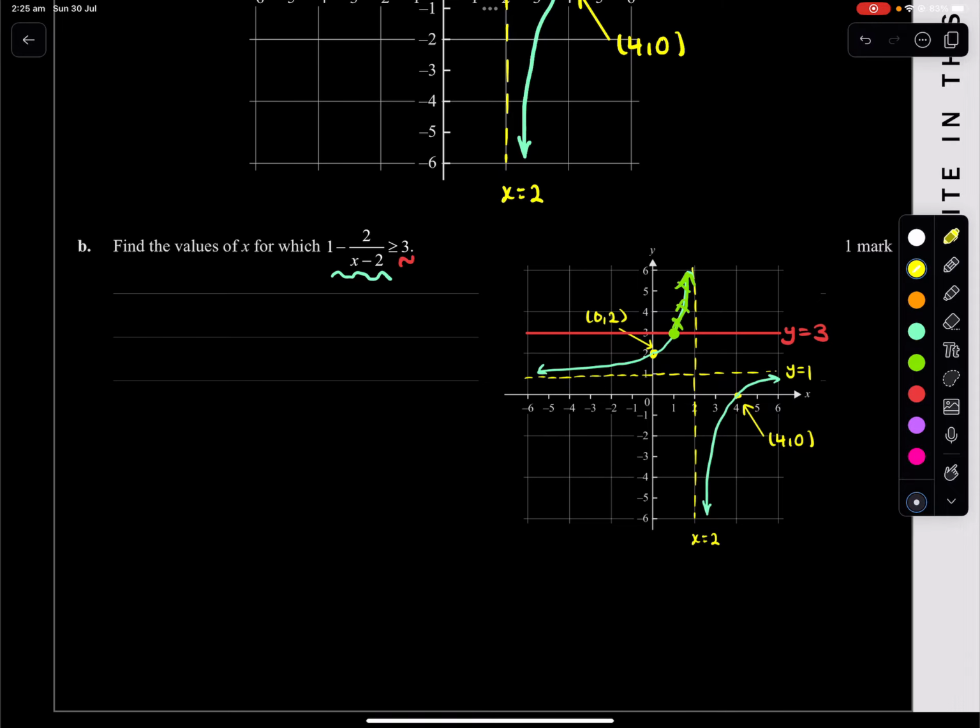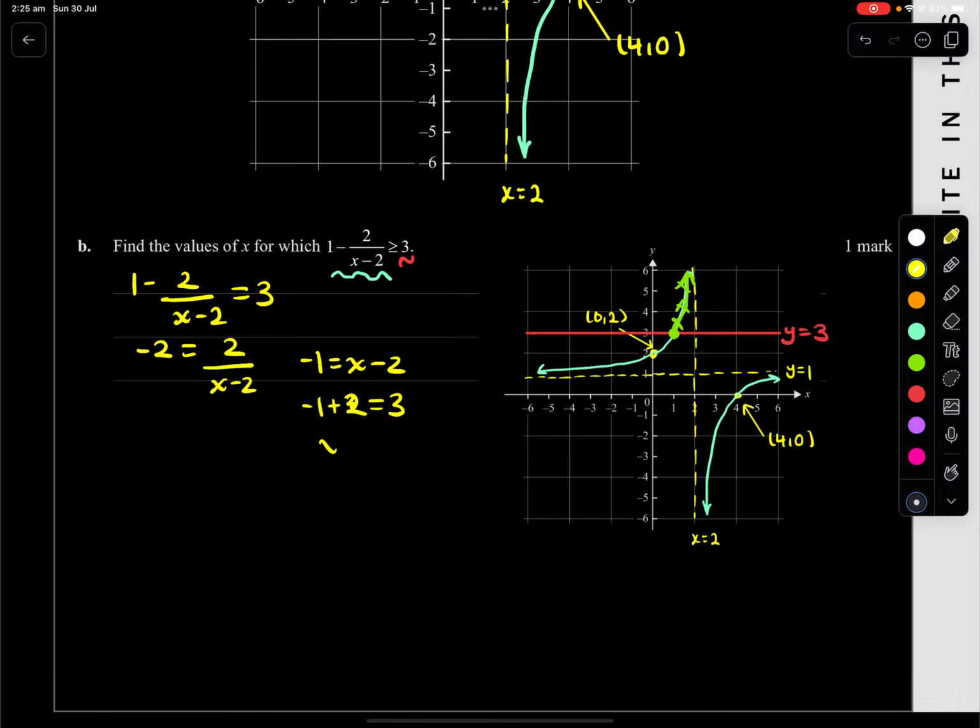So we can say, what's 1 minus 2 over x minus 2 equal 3? So it's negative 2 over x minus 2, which is negative 1 over x minus 2, and that will be negative 1 plus 2 equals 3. So x is equal to 1. So this value is x equals 1. So now what can we say? Well, we know that x is equal to 1 there.